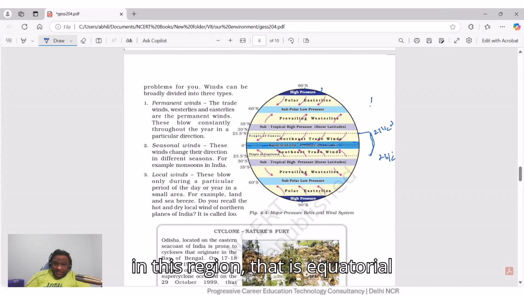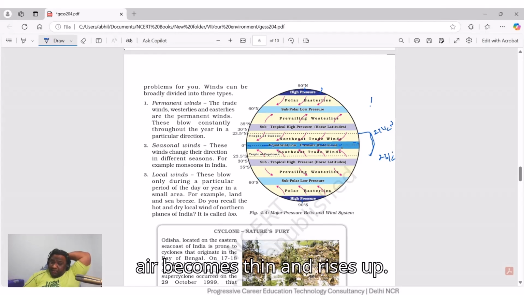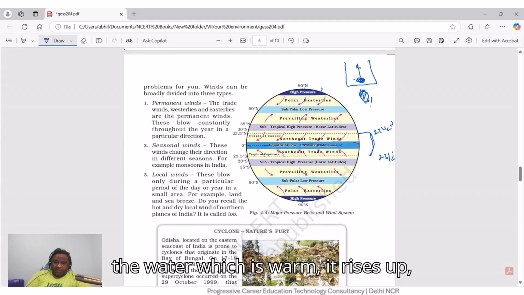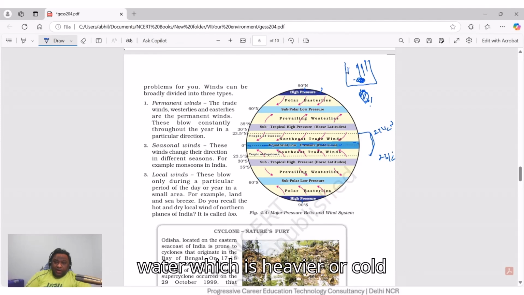But in the equatorial region, because of a lot of sun rays falling on it, the air becomes thin and rises up. Warm air rises up, thus creating a low pressure. Now, if you see a beaker being heated, the water which is warm becomes lighter and rises up, and the water which is heavier or cold goes and takes its place.